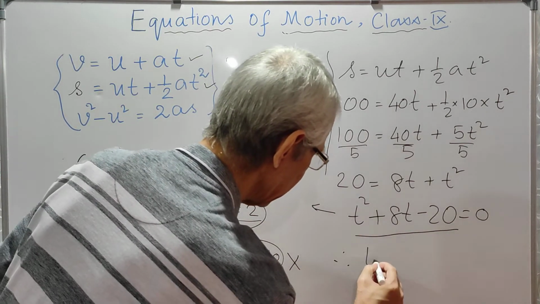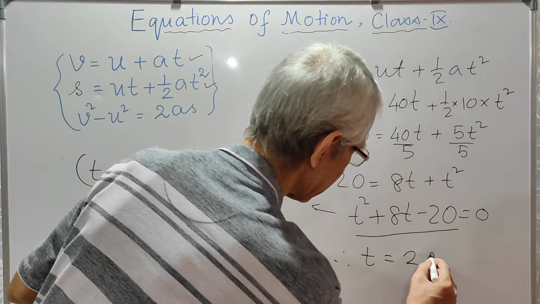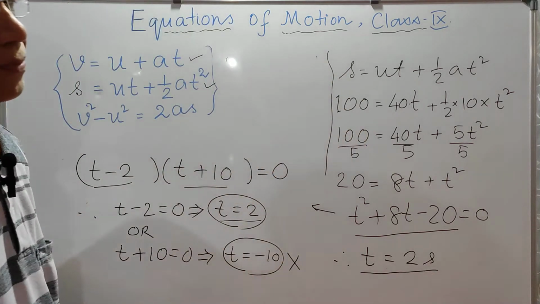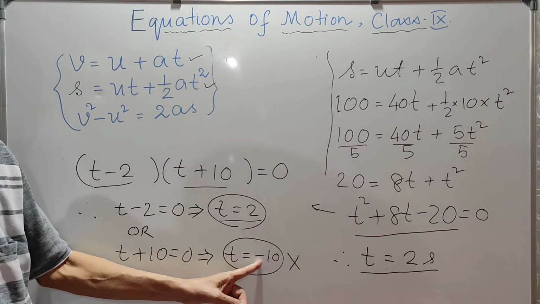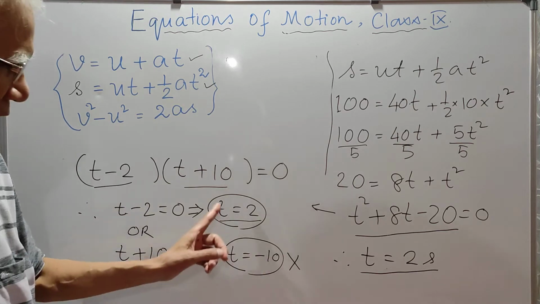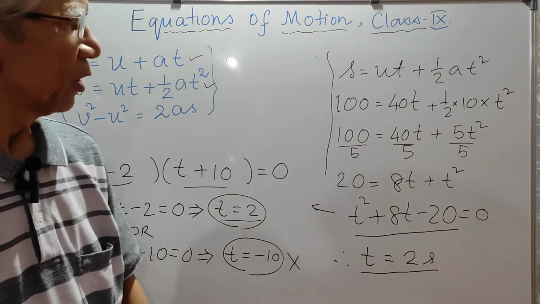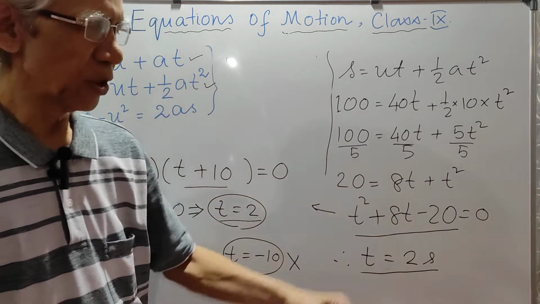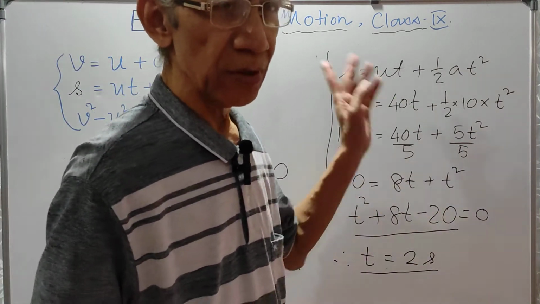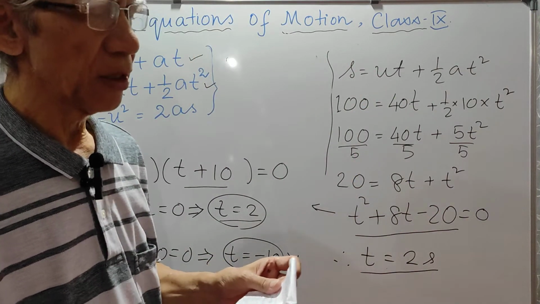Therefore, what we get finally? t equal to 2 seconds. So this is the answer. Reject this value because it is negative. Time cannot be negative. Therefore, this is the acceptable value. So what we had to find out? Time. So we got the time 2 seconds. This is how you have to handle the questions.